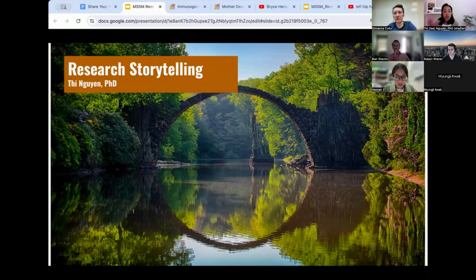I like to have this picture of this bridge because you are going to do that in your talk. You're going to build your talk from the beginning, thinking about the end. And one of the great things about good talks is when they connect it, right?